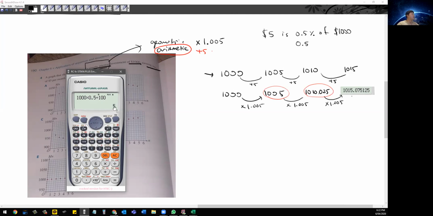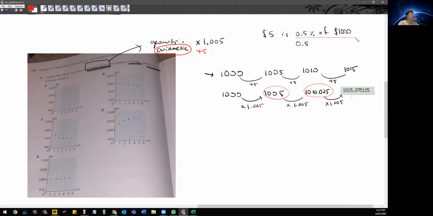That's $5, right? Now, for arithmetic, you keep adding $5, which is 0.5% of $1,000. However, what about 0.5% of $1,005? That should be a little bit more than $5, right? Because the same percentage of a larger sum is a bit more money than $5, right? That's why we use the term compound interest. It gets compounded. You earn interest, and you get interest based on your interest.